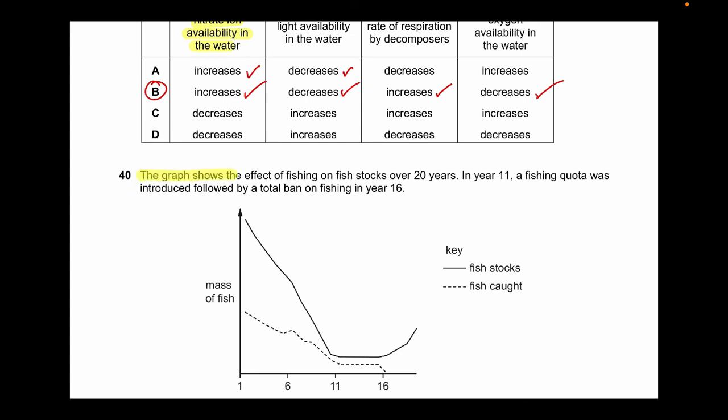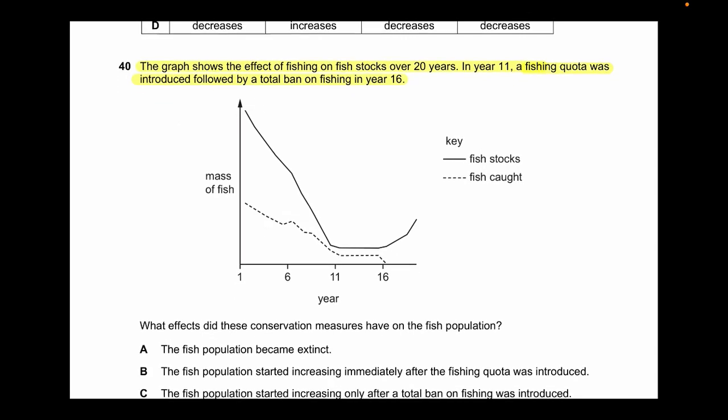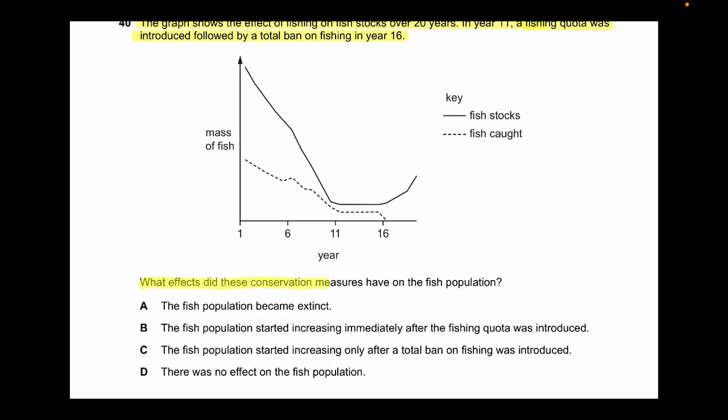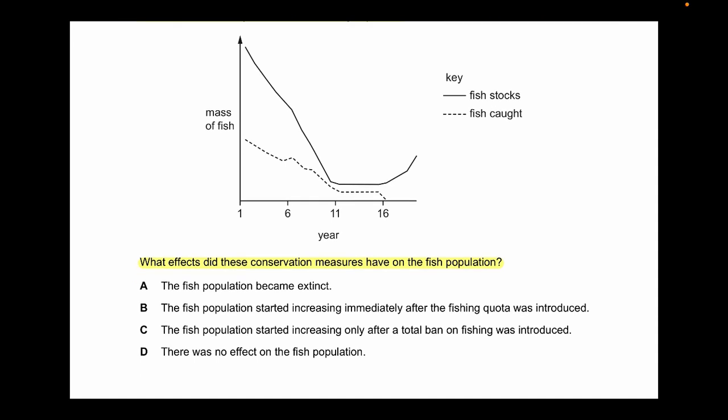The graph shows the effect of fishing on the fish stock over 20 years. In year 11, a fishing quota was introduced, followed by a total ban on fishing in year 16. What effect did this conservation measure have on the fish population? The fish population became extinct. No, we can see the fish population is actually rebounding. So it didn't go extinct.